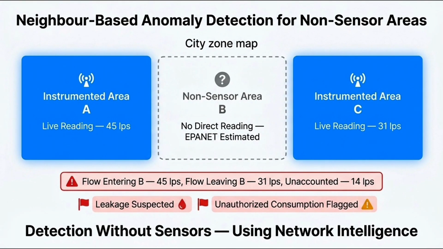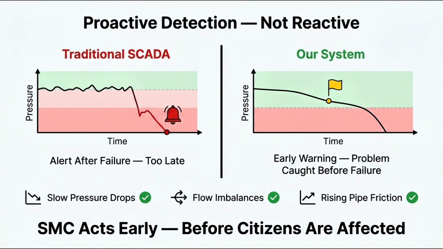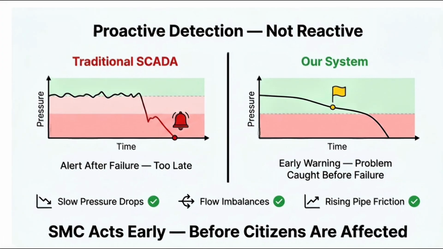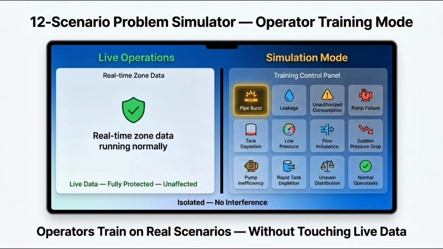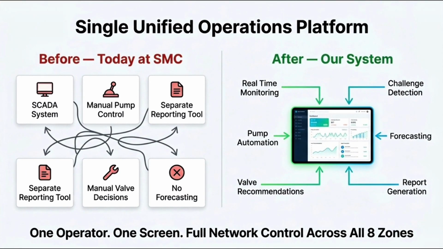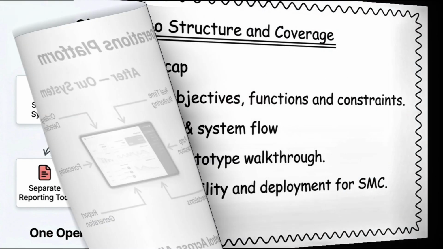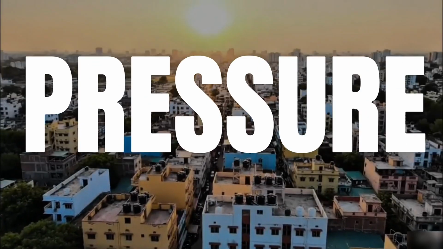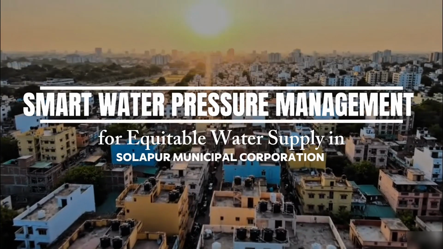Neighbor-based anomaly detection. Using network intelligence, we detect leaks and anomalies in non-sensor areas by comparing neighboring sensor data. Reactive detection system. Unlike traditional systems, we detect issues early using trends and patterns, enabling action before failure occurs. Operator training simulator. We provide a simulation environment where operators can train on real scenarios without affecting live operations. Unified operation platform. All monitoring, detections, automations, and reporting are integrated into a single dashboard for complete control across all zones.